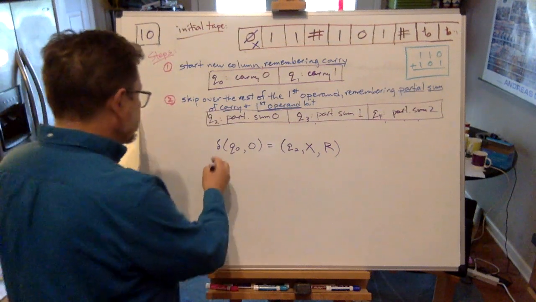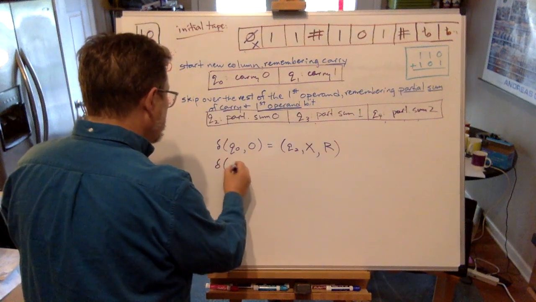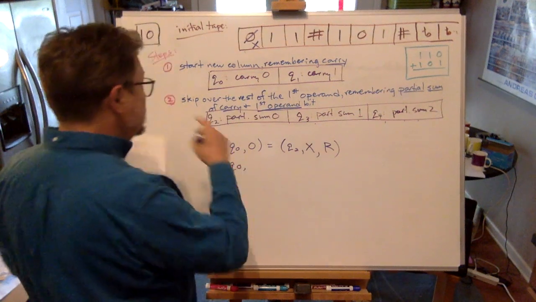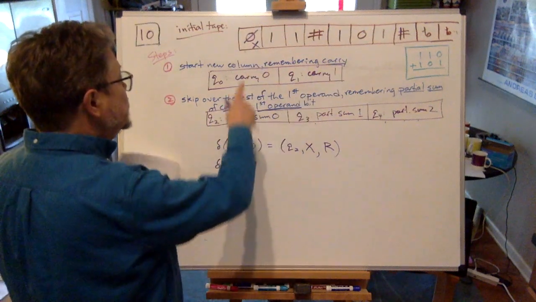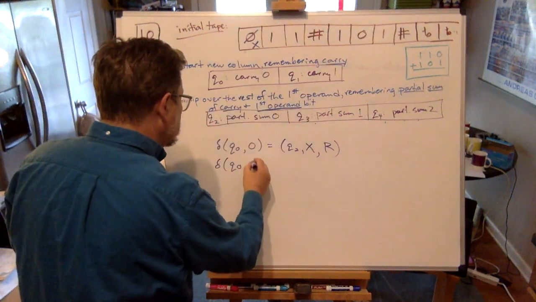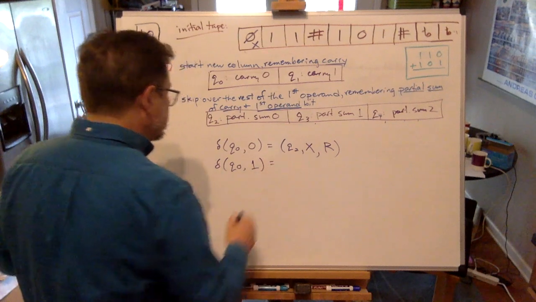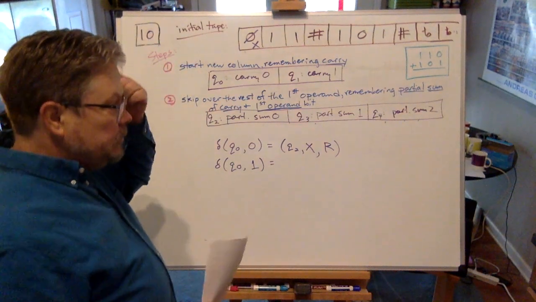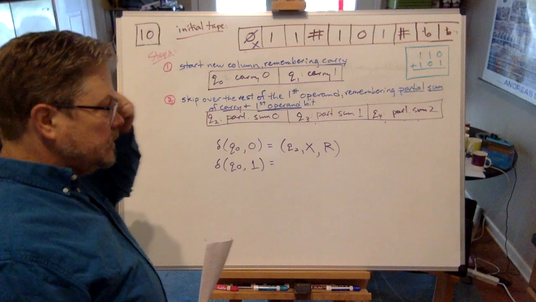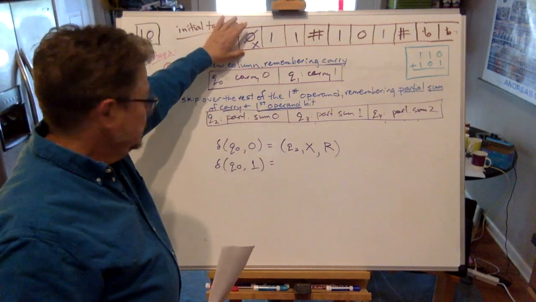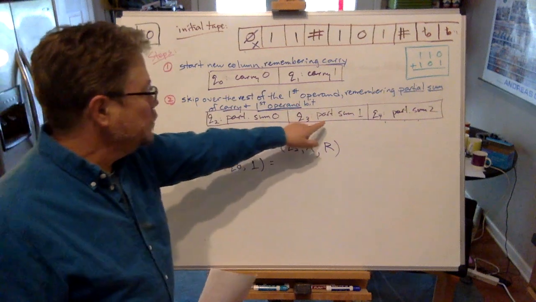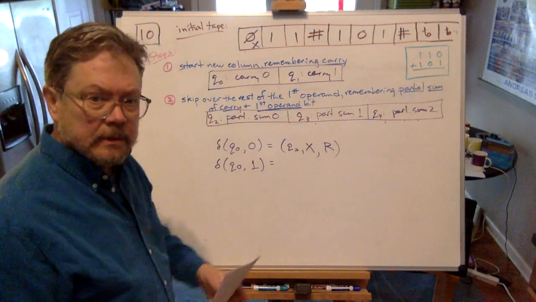There was another possibility. Maybe we were in state Q0, either at the very beginning or we came back and we're carrying in a 0, and we didn't see a 0, we saw a 1. Let's think about this. I'm in Q0, remembering a carry in of 0. I see a 1 instead. Then I've got a partial sum of 1. I'll make a transition to Q3.